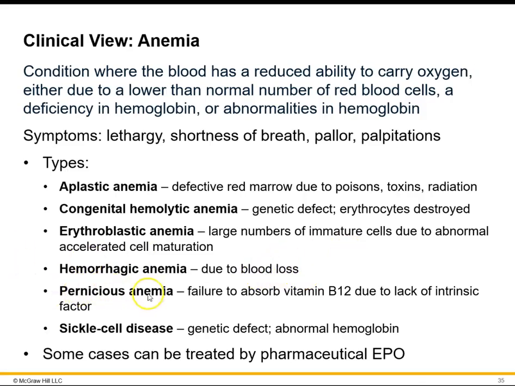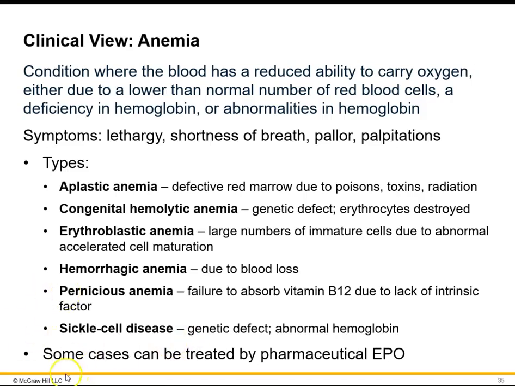There's pernicious anemia. This is actually an autoimmune disorder. And what happens is the patient cannot make this thing called intrinsic factor. And intrinsic factor is necessary in order to absorb vitamin B12. Vitamin B12 is necessary in order to make mature red blood cells. So if you don't have vitamin B12, you cannot make red blood cells.